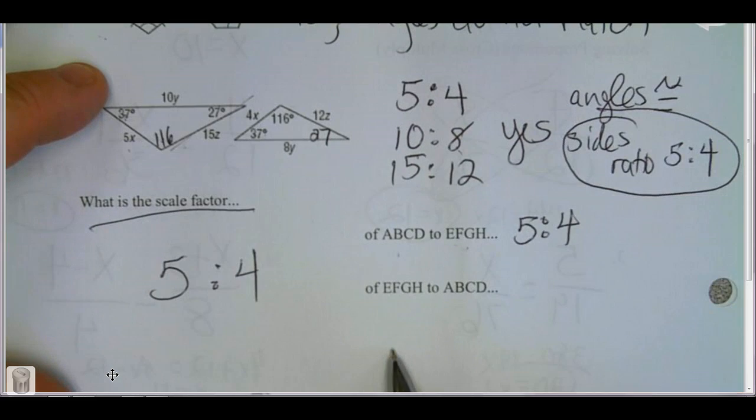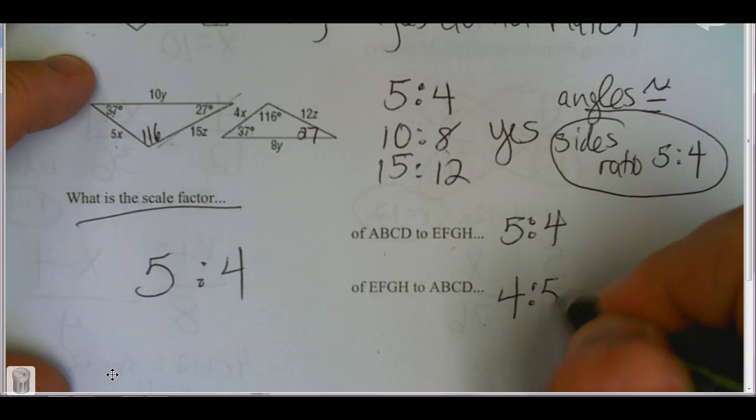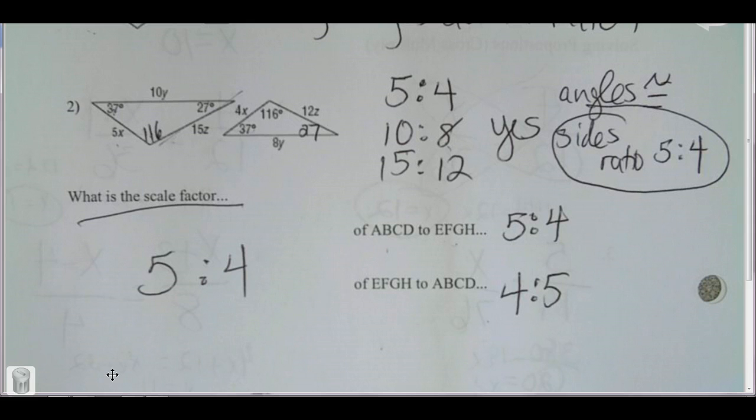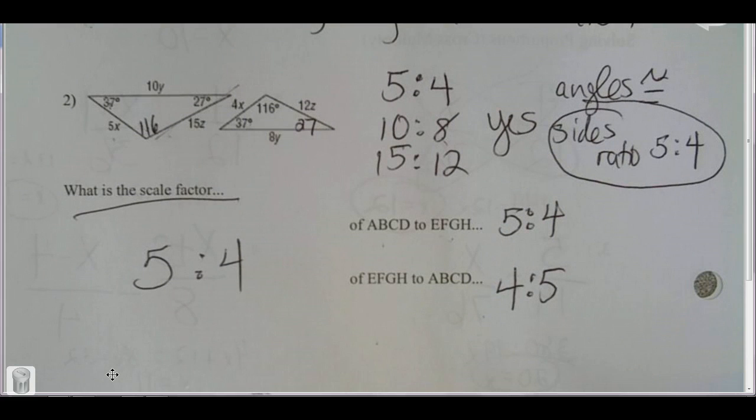What do you think we'd call it from right to left? Well, we would call it 4 to 5. You can go either way, but you have to pay attention to the question that you're being asked. If I'm telling you to go from left to right, you use 5 to 4, or whatever the ratio is. If I'm telling you to go from right to left, then you have to go 4 to 5, or whatever the ratio is. Okay?